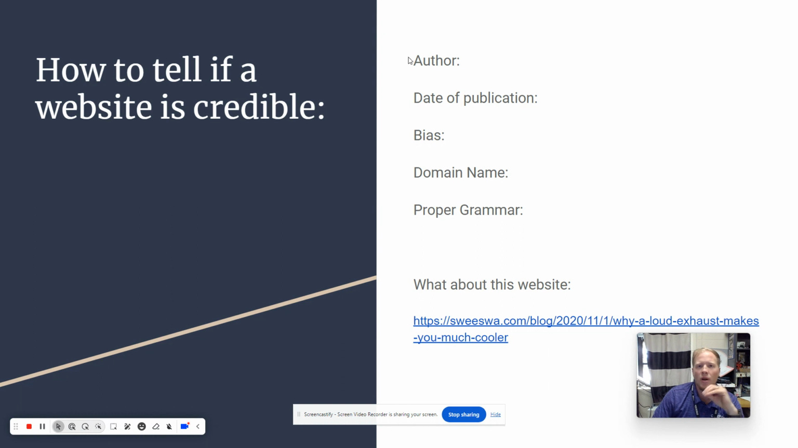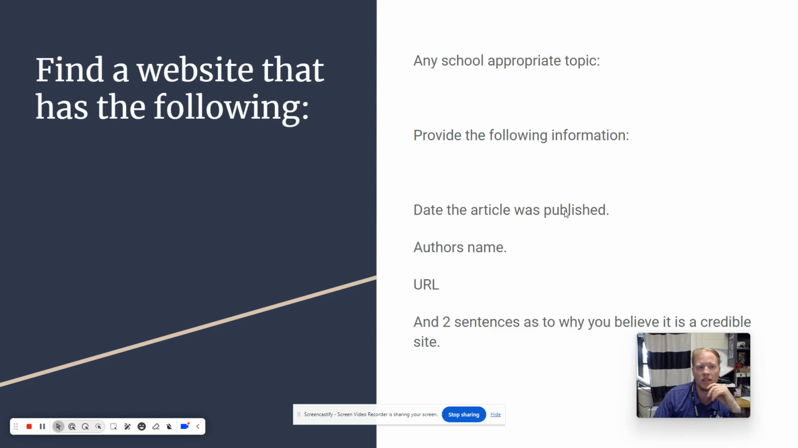Now, how do you tell if a website's credible? You look for the author, when it was created, check for bias to see if there's a reason that their information might be skewed. Domain name, right? Generally .edu, .gov, and then obviously check for proper grammar, right? If they can't take the time to make their grammar correct, their information might not be well sourced either.